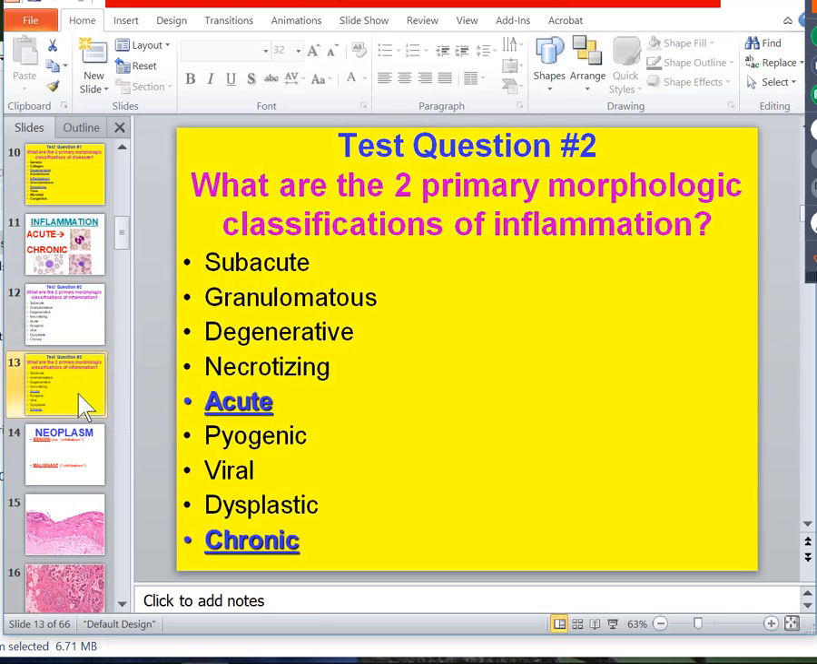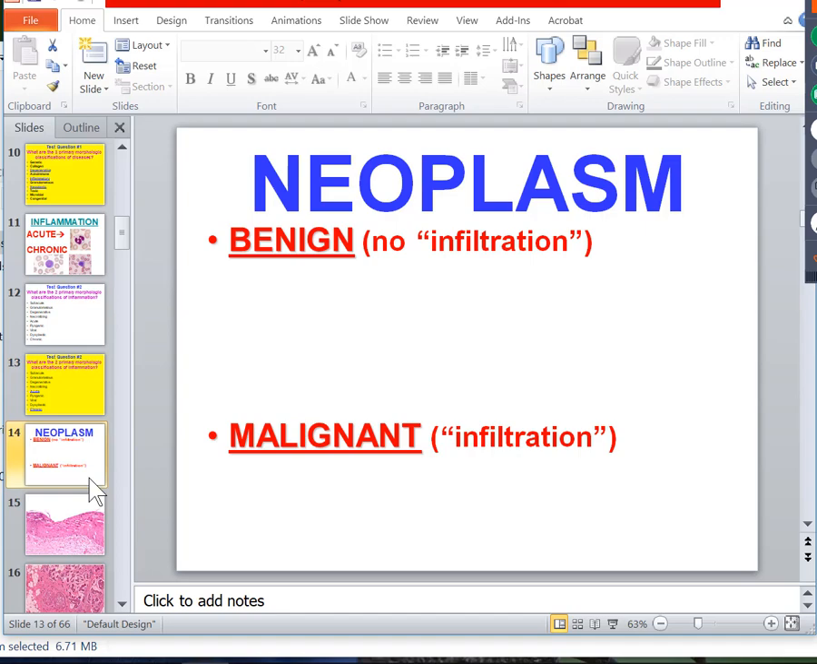Classifications of inflammation. Bingo, acute and chronic. It's as simple as that. Let's go into the concept of neoplasm now, okay? Also defined on a cellular basis.